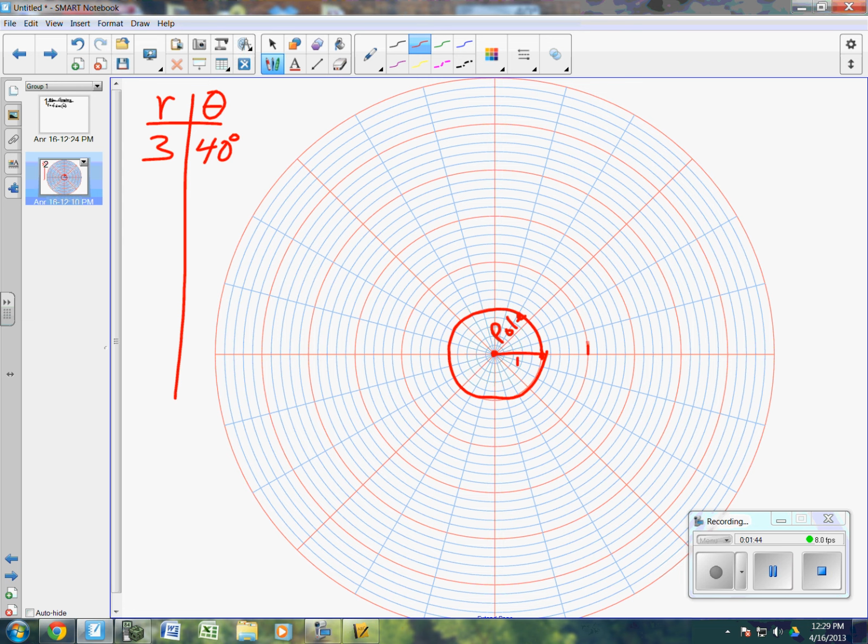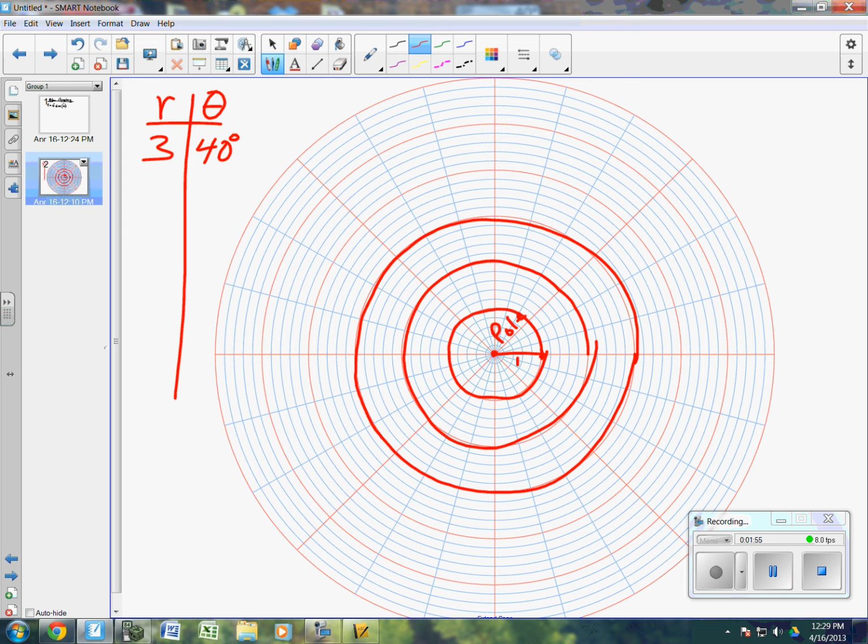Then this circle has a radius of what, you guys? 2. And then this circle has a radius of 3. It's 1, 2, 3 units away from the pole. So what's the radius of the largest circle on here? 6. This is 4, 5, and 6 right there. Okay, so that's what that is.